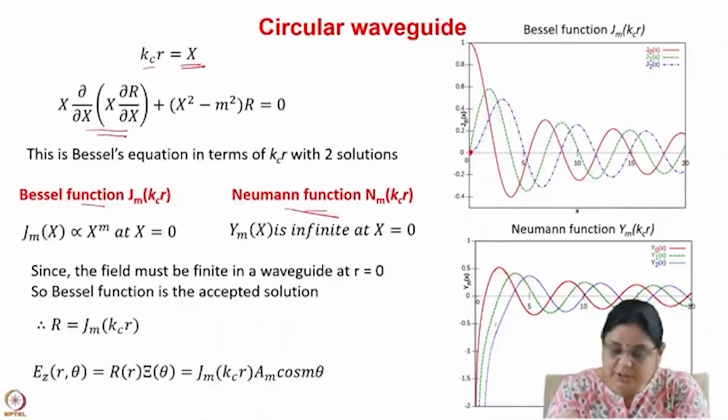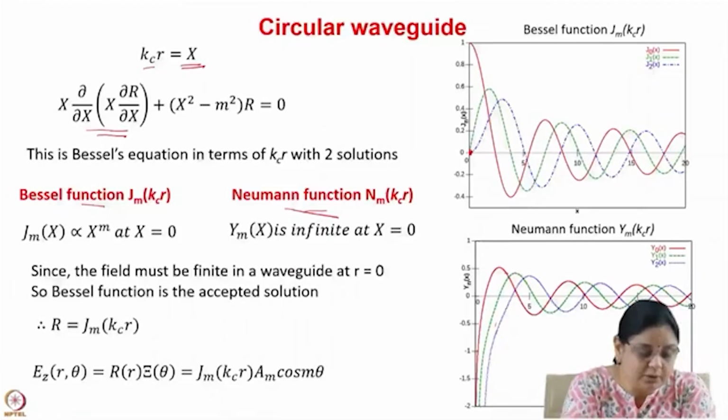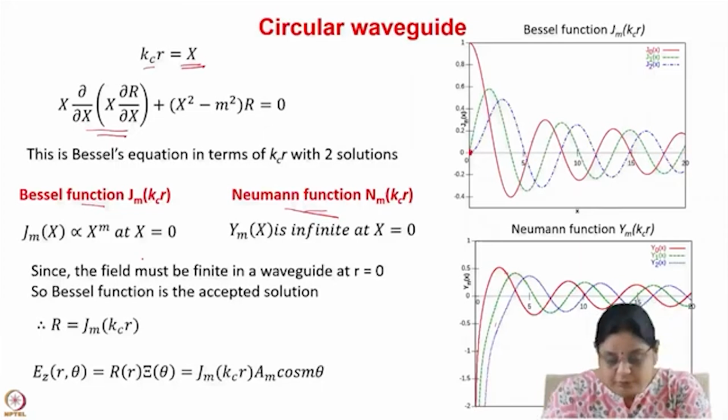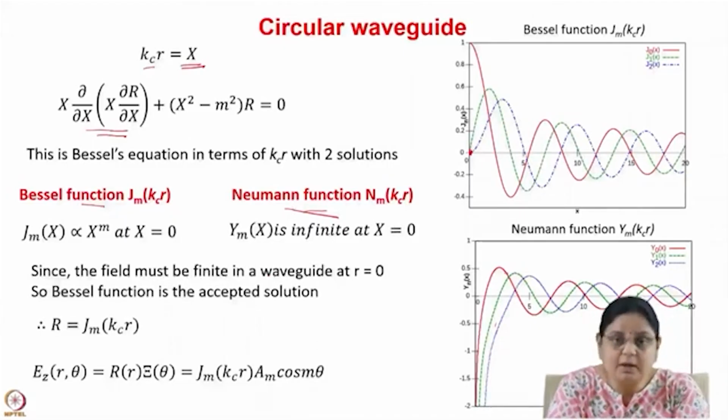So if you see, Jm(x) is proportional to x to the power of m at x equal to 0. However, if you see the Neumann function, it is infinite at x equal to 0. Now, since the field must be finite in a waveguide at r equal to 0, you cannot have an infinite field. It is an unphysical solution.